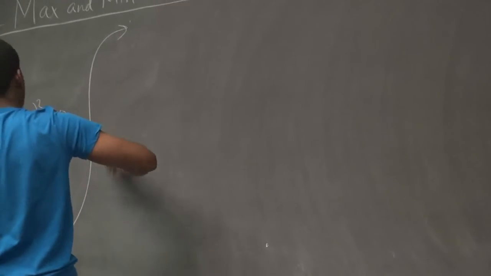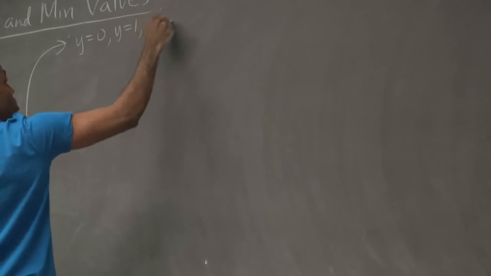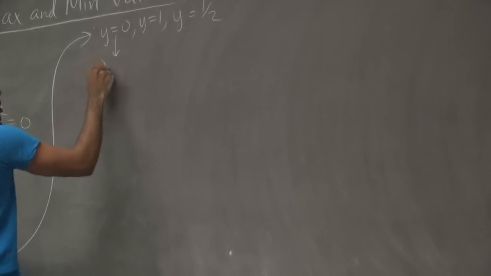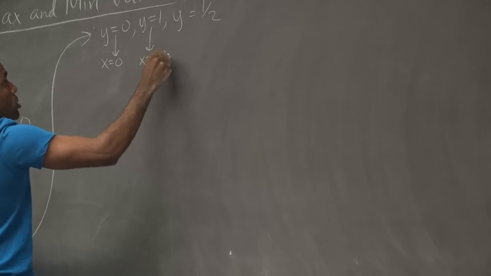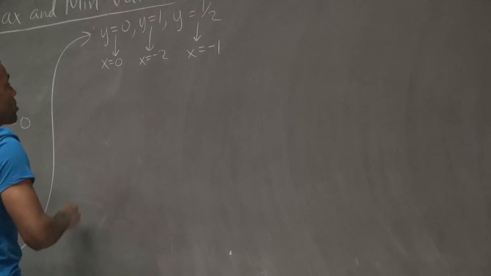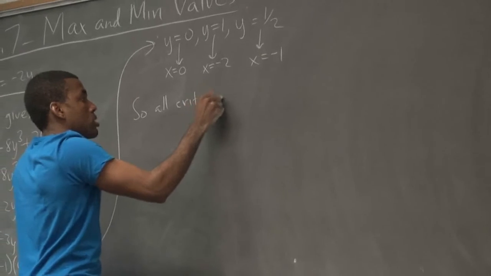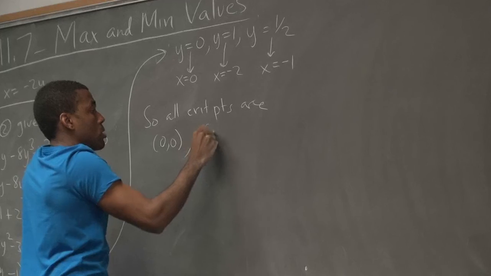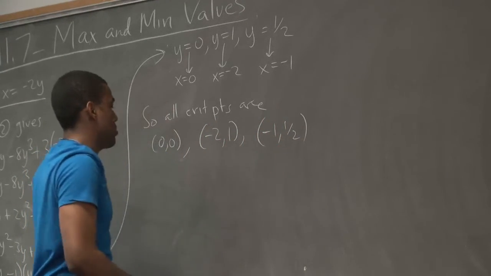So this gives y equals 0, or y equals 1, or y equals a half, which corresponds to, since x is minus 2y, x equal to 0, or x equals minus 2, or x equals minus 1, right? So all points are (0, 0), (minus 2, 1), (minus 1, half).